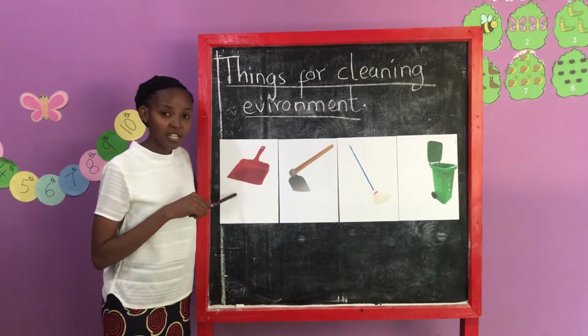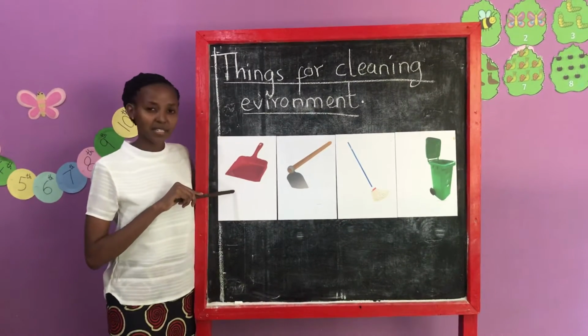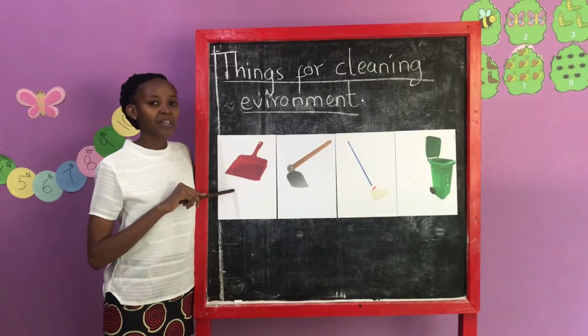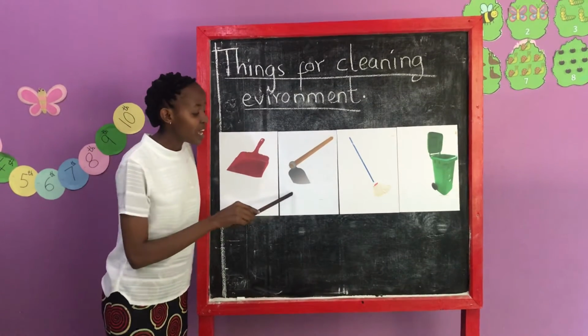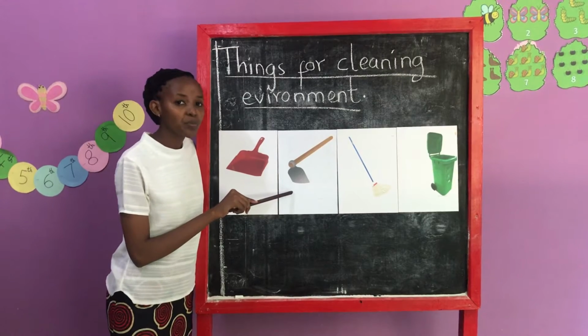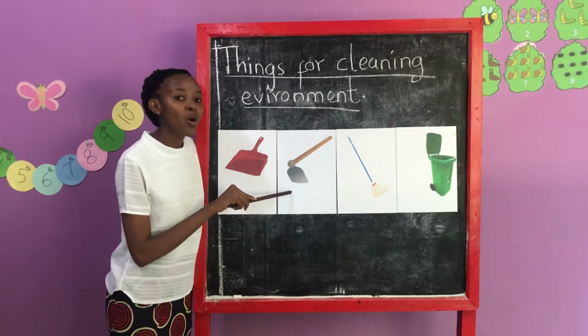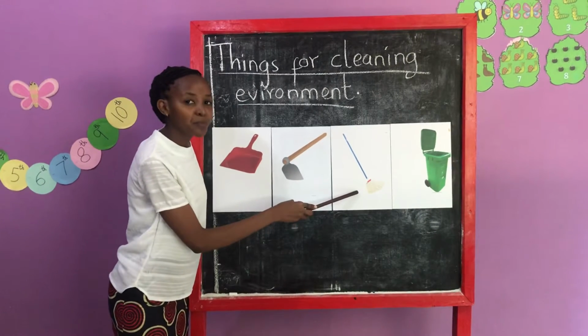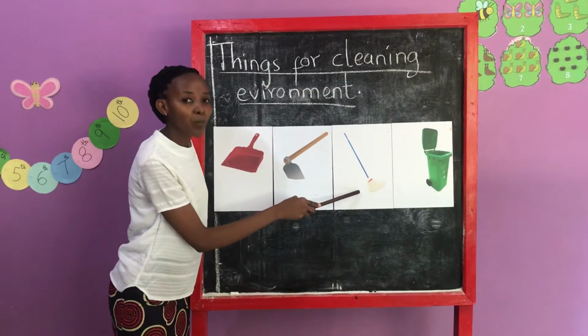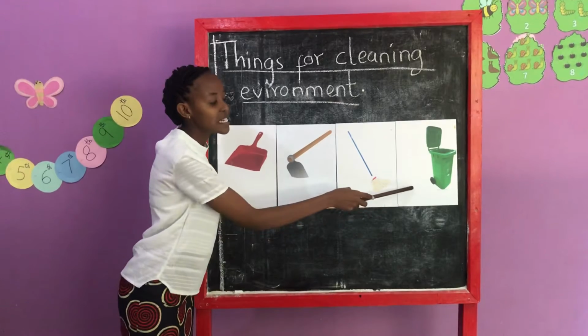The first one is dustpan. Say dustpan. Again, dustpan. Very good. And this one is a hoe. Again, hoe. Very good. Mop. Mop. Good. Dustbin.